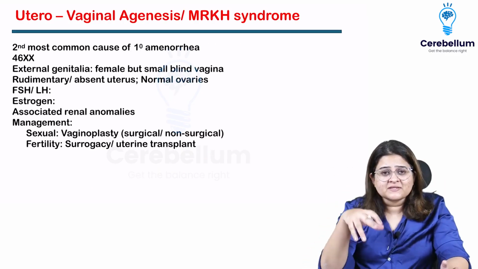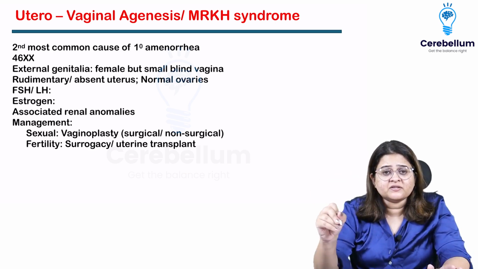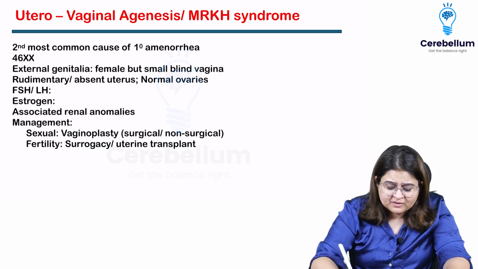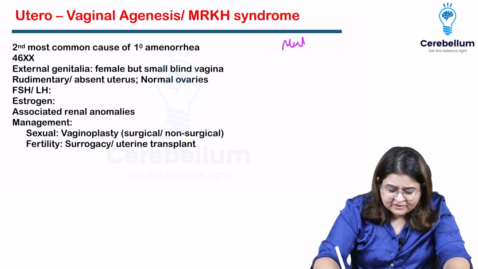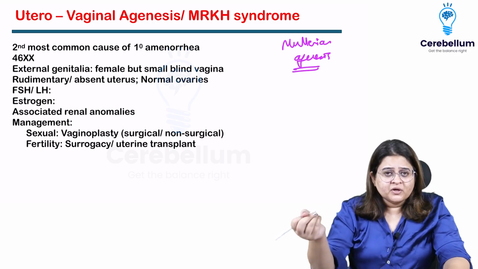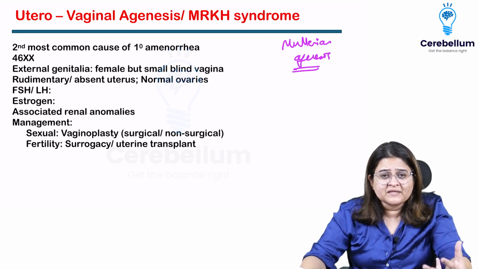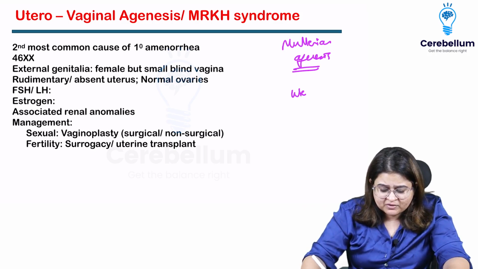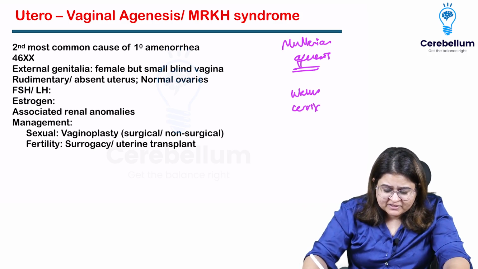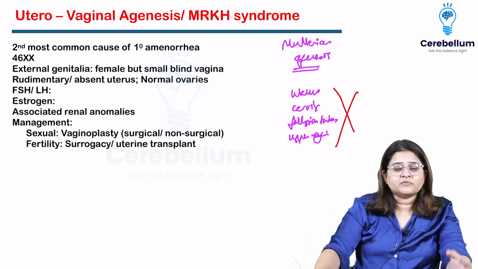Okay, now we start discussing the most important anomalies that you should know in and out. One of them is MRKH syndrome or uterovaginal agenesis, or simply called Mullerian agenesis. What is happening here? Here you have a person whose uterus hasn't formed, along with the other components of the Mullerian duct. So in complete MRKH syndrome, you have an absent uterus, an absent cervix, absent fallopian tubes, and an absent upper vagina. All these are going to be absent because these are structures formed from the Mullerian duct.